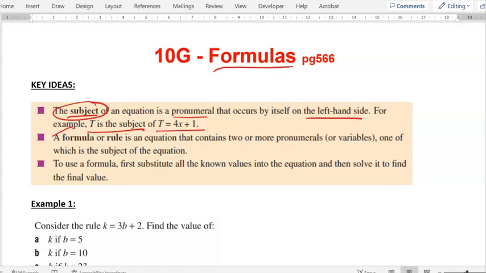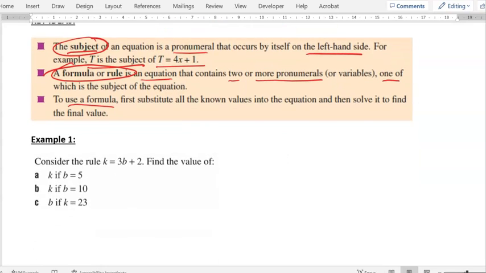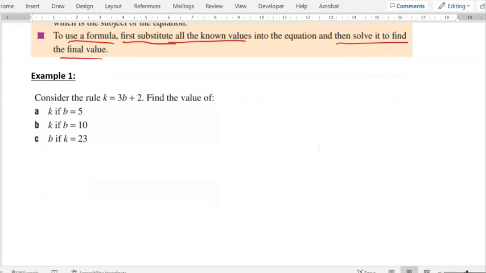So a formula or a rule is a type of equation, so it still has a left-hand side, right-hand side, and an equal sign, but it has two or more variables, pronumerals, one of which is the subject of the equation. Here we had t. We don't know what t is, but there's also another variable, x. Well, don't worry, we'll have to know what some of this is so that we can solve it. To use a formula, first substitute all known values into the equation, then solve to find the final value.